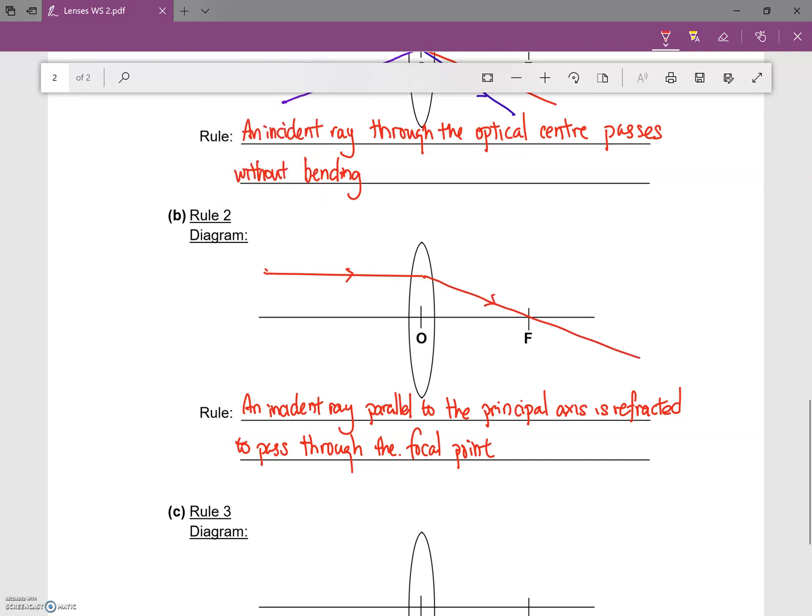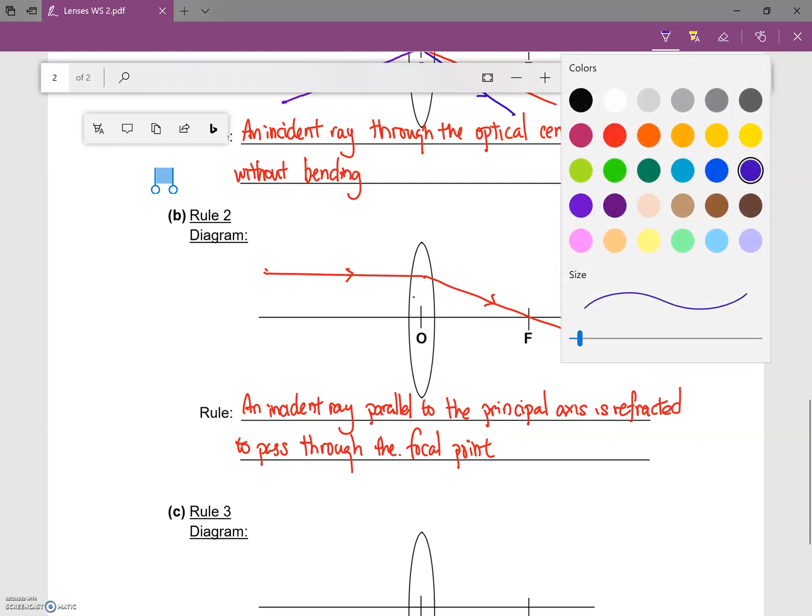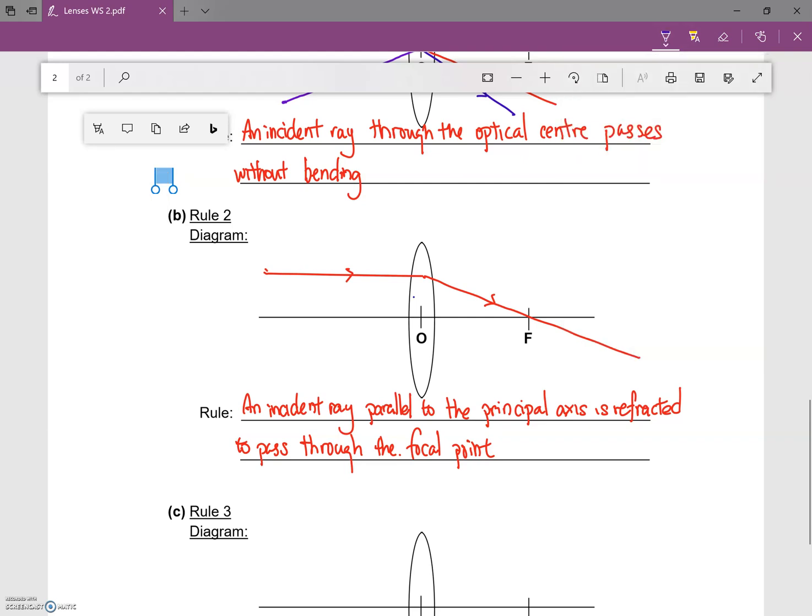Now, what if I draw the light ray slightly lower? Imagine now the light ray is over here. Let me draw this over here, like this. What's going to happen is we'll follow the same principle. It will cut through the focal point and go straight through. So it's refracted to cut through the focal point.